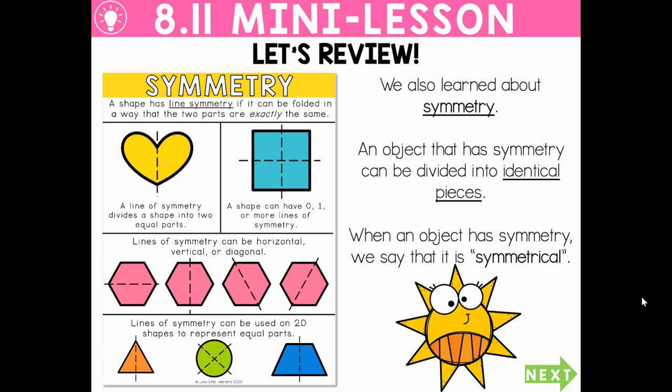The blue square has two lines of symmetry, one going up and down and one going across, but all four pieces are still equal and they look the same. Different shapes could have one or more lines of symmetry depending on the shape.